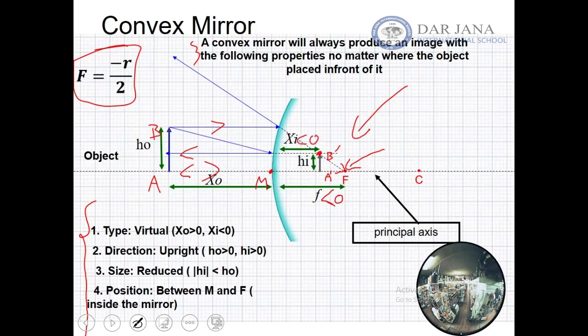Xi, as usual, is negative, since it's inside the mirror. Hi is also negative. In this case, Hi will be positive. Be careful with this point, since it's upright. Since it is upright, in the same direction as the object, as the height of the object, it's positive, and the position is between M and F. So far so good. So this is the convex mirror.